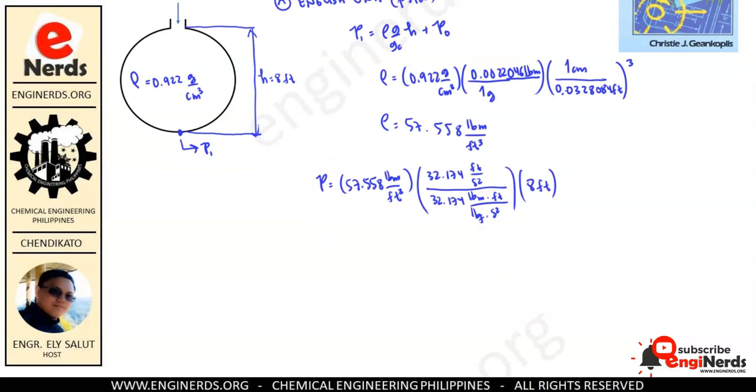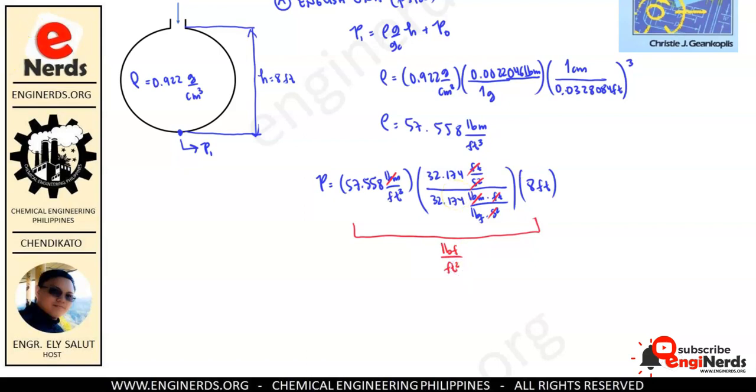Para hindi tayo masyadong malito dahil sa dami ng mga nakikita nating unit. Our pound mass will be cancelled out, second squared will be cancelled out, and then, ang ating feet, ito magka-cancelled out, and then we have feet in our numerator and cubic feet in our denominator. Therefore, our unit here will be pound force per feet squared.